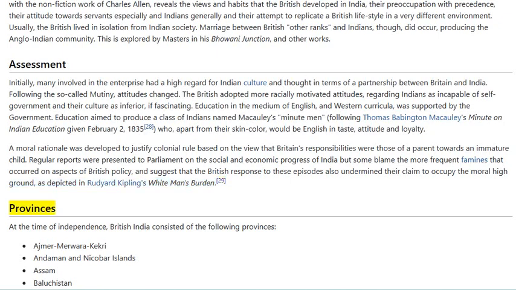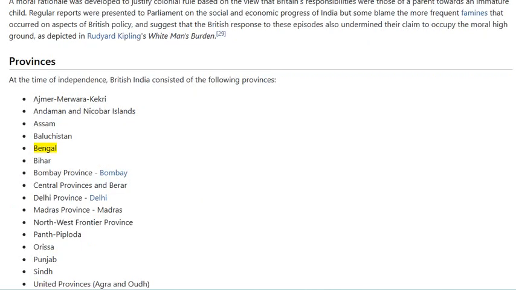Provinces. At the time of independence, British India consisted of the following provinces: Ajmer-Merwara, Andaman and Nicobar Islands, Assam, Balochistan, Bengal, Bihar, Bombay Province, Bombay, Central Provinces and Berar, Delhi Province, Delhi, Madras Province, Madras, Northwest Frontier Province, Panth-Piploda, Orissa, Punjab, Sindh, United Provinces, Agra and Oudh.